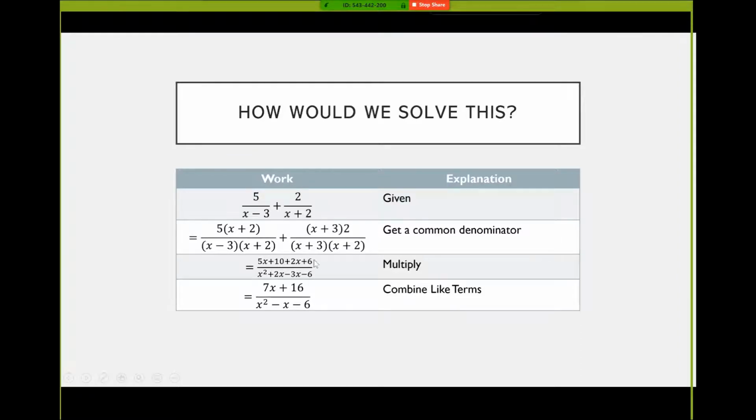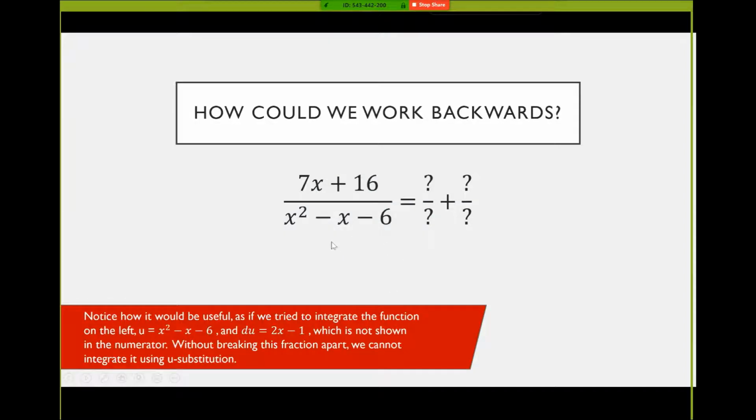Once I've got a common denominator, we can add straight across and combine the like terms. Okay, what I want to do is I want to be able to work backwards. So I want to be able to get from our answer here, after we had added these two fractions together, into the original two fractions that we were adding together.